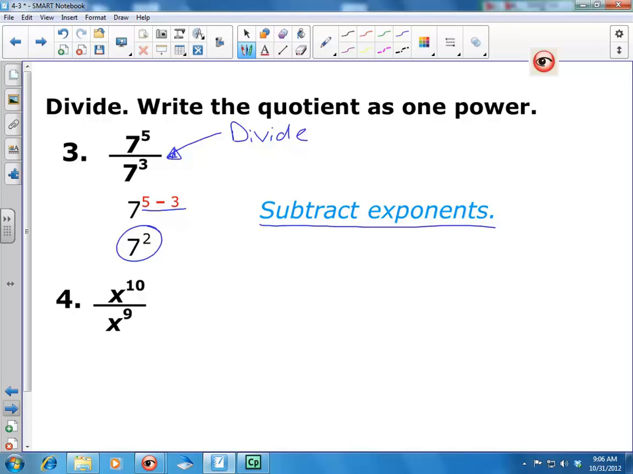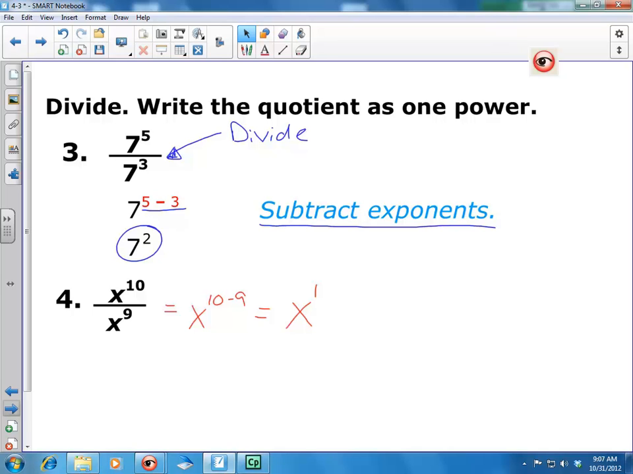Well, yeah, let's take a look. We know this one, again, we have to subtract because we're talking about division. So we're going to have our x to the 10 minus 9 power. Well, what is 10 minus 9? That would be x to the 1st power. It could just be x, but I want to see it with the power, because that's what the directions tell you to do. It wants you to write it as a power. That's what we would write, okay?